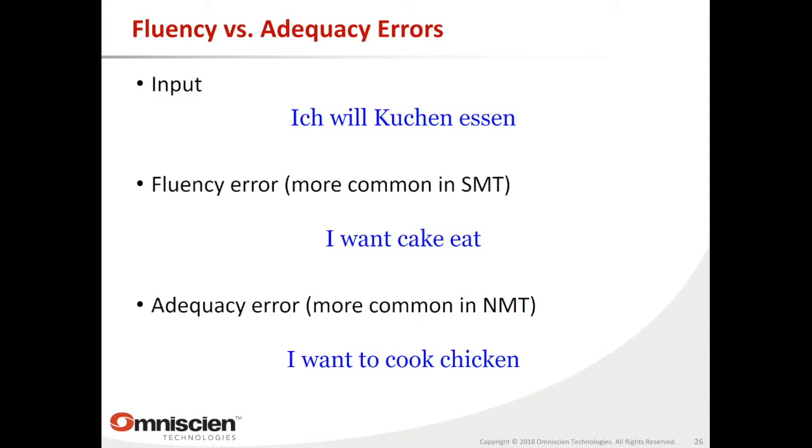The kind of worst case behavior of neural NT is that it produces really beautiful English sentences, like I want to cook chicken, that have, however, very little to do with the input. So we've seen this behavior very often when we move out of domain and also in low resource conditions. These are the areas where neural NT looks bad. These are the kind of errors you observe. These are particularly annoying errors because if you just look at the output, you think these are great translations, and you don't even realize that they have nothing to do with the input.